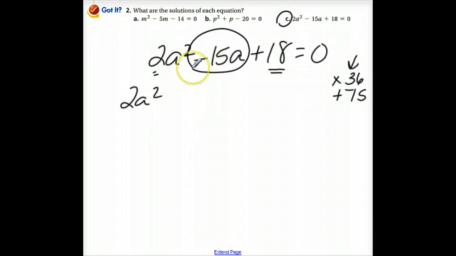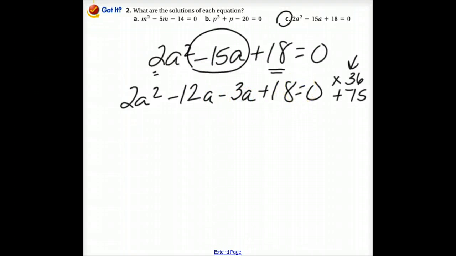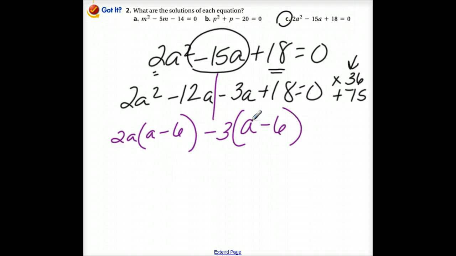Alright, 2a squared, so you rewrite this. We rewrite negative 15a as, let's see, we need a positive 18, so negative 12a minus 3a plus 18. So we rewrote negative 15a as negative 12a minus 3a. Okay, so now I can group factor. So I'm looking at the first group. Well, I'm going to pull out a 2a. So I'm left with a minus 6. And over here, I'm going to pull out a negative 3. I'm left with a minus 6.